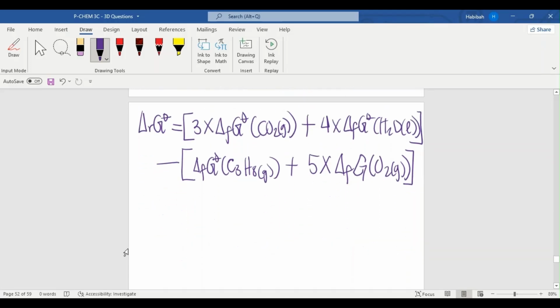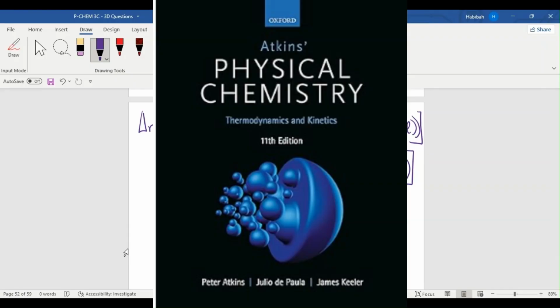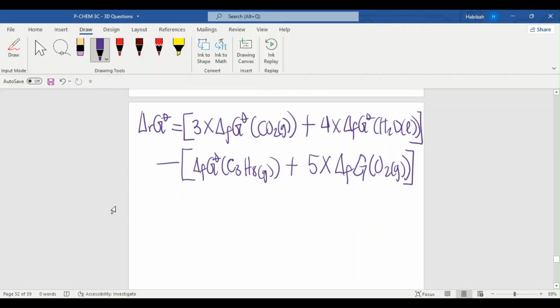But before we go further, I wanted to tell you guys that I'm using the Physical Chemistry Atkins 11th edition textbook. In the textbook, we have all of the Gibbs energy of formation values in the resource section. So I am just going to be using the values from my textbook. But because I want it to be easy for you guys to follow along, I am just going to write out all of the Gibbs energy of formation for the 4 molecules we have.